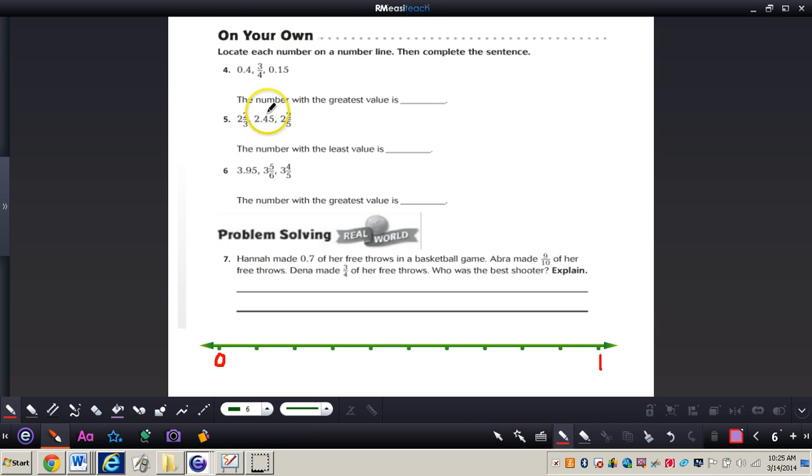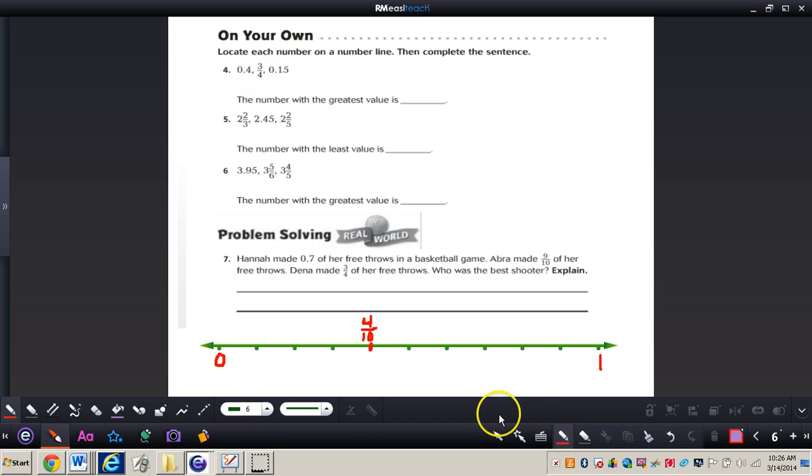Okay, we're going to take a look at number 4 now. What we want to do is locate each number on the number line. Okay, so the easiest thing to do, in my opinion, is always divide up your number line into 10 sections, whether it's 0 to 1, 1 to 2, or so on. 10 sections is pretty simple here. Okay, so first of all, 0.4, we need to go 4/10 of the way down. So 1/10, 2/10, 3/10, 4/10 would be right here on my number line.